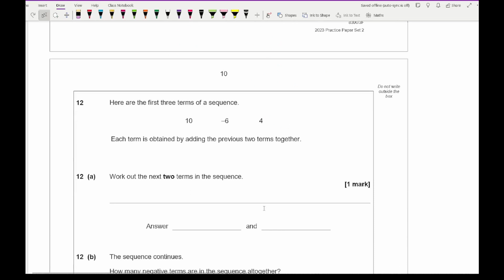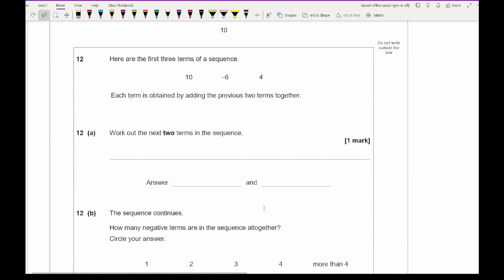Moving on to question 12, it says here are the first 3 numbers of a sequence: 10, minus 6 and 4. Each term is obtained by adding the previous 2 terms together. So it's very much similar to a Fibonacci sequence. And the question is asking us to work out the next 2 terms in the sequence.